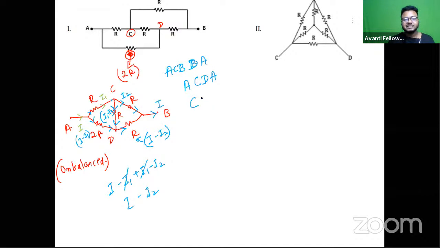You can apply KVL in the CDBC loop. So you have these three kinds of loop. Over here you can apply KVL, and you can also use conservation of energy. Correct. So you can apply KVL and you can get the details. They might ask you that.